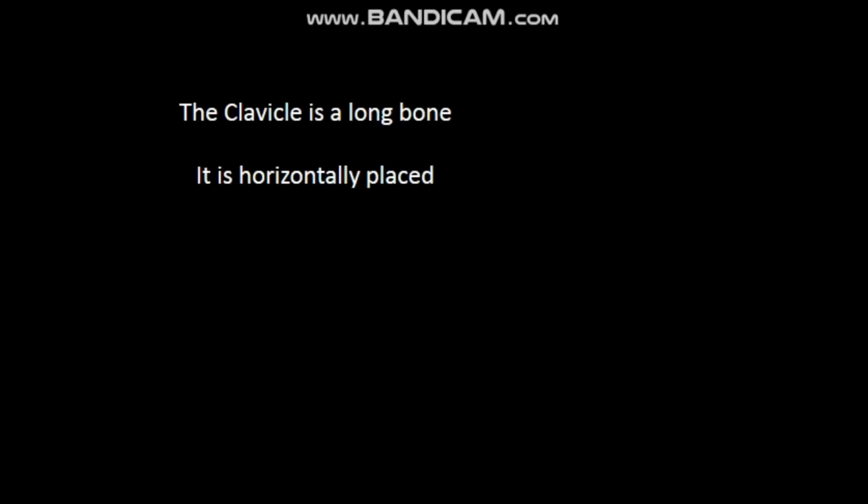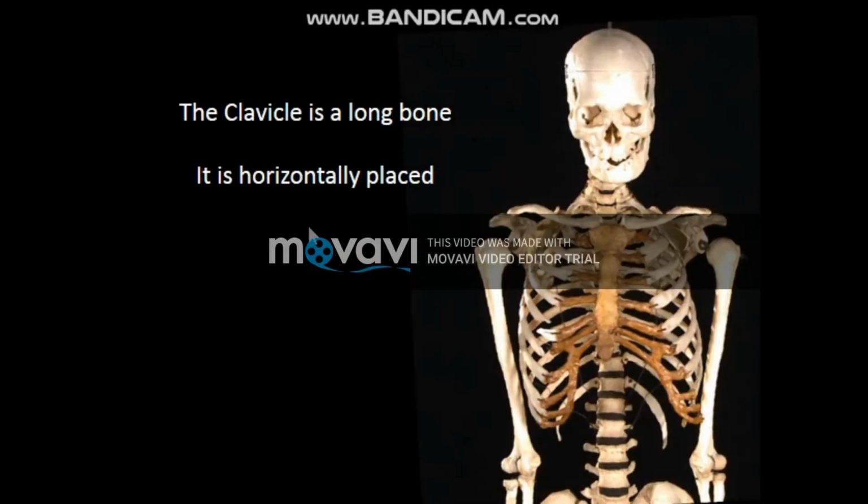The clavicle, also known as the collarbone. Clavicle is the Latin word which means key. It is located between the sternum and the scapula, and it is the only long bone that is placed horizontally across the root of the neck. You can see here, the clavicle is a long bone and it is horizontally placed.